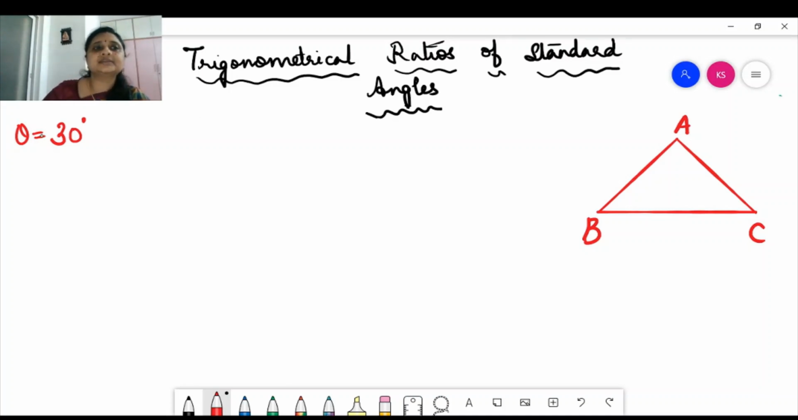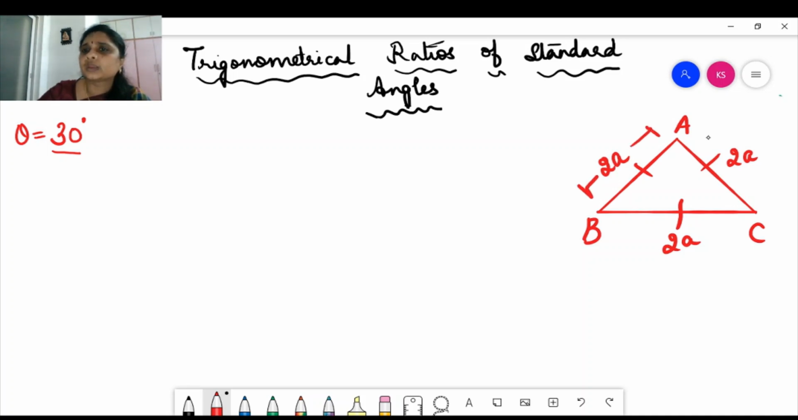My next standard angle is going to be 30 degrees. So my theta is 30. For this, I'm going to take an equilateral triangle to find the T ratios of my 30-degree angle. In an equilateral triangle, all three sides are equal, right? So I'm going to assume that 2A is the measure of each side.